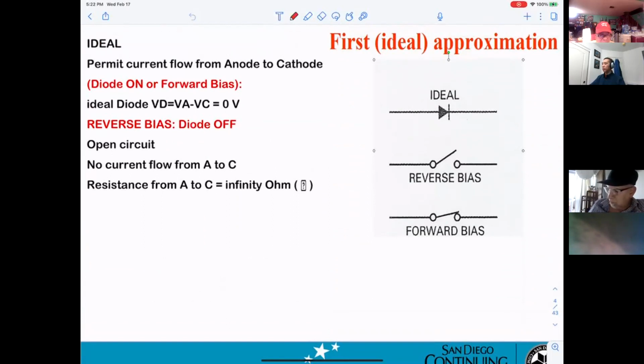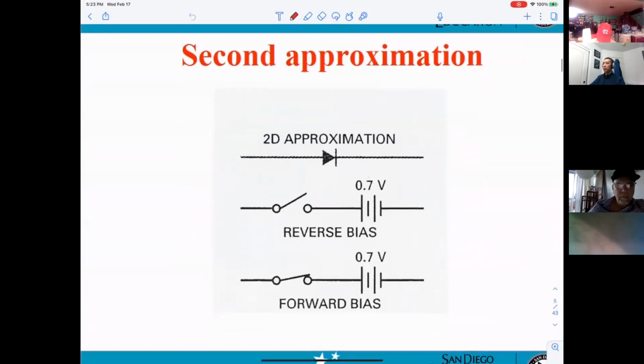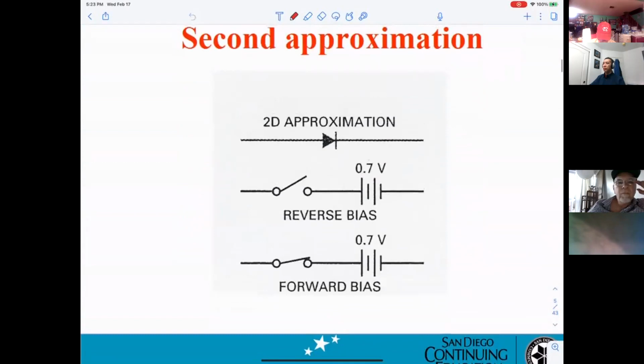Normally, when the diode is on, the voltage across the diode will be 0. Also, they showed you that when it's reverse biased, it's not conducting. It looks like it's open, and no current can flow. When it's forward biased, that means it's on, and current is able to flow from the anode to the cathode. And also there's the difference between the ideal and the second approximation.